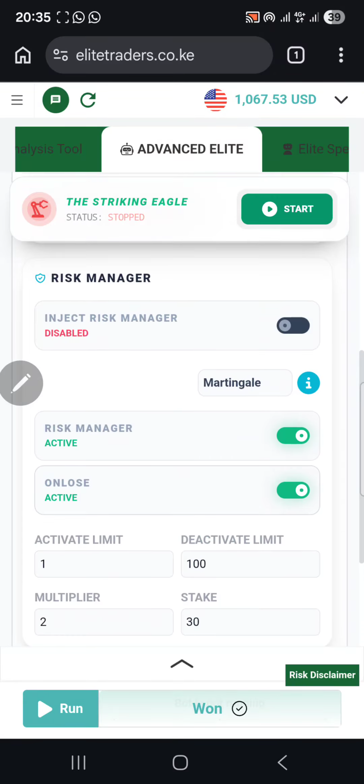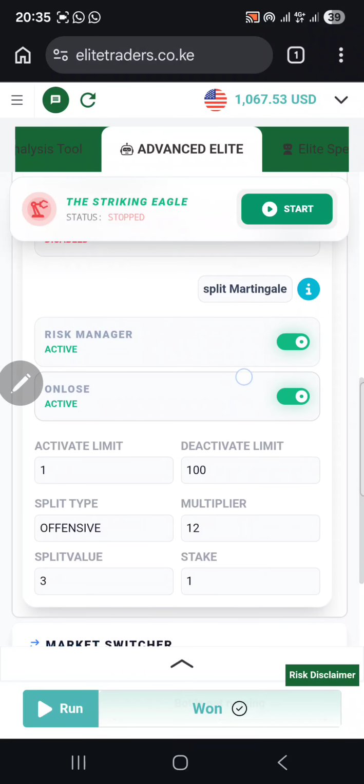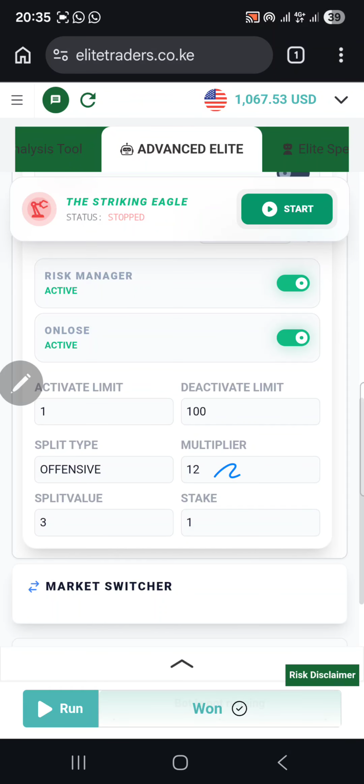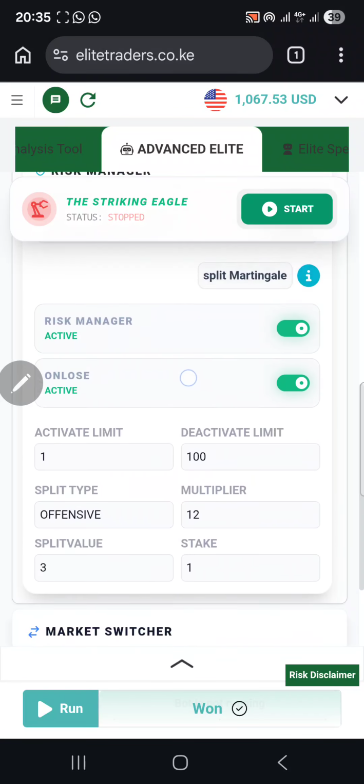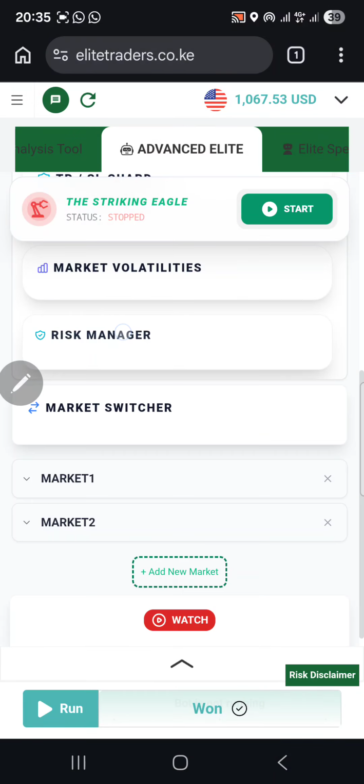In case you want to apply a split martingale, just click here and select split. Then set up your stake here. Then the split value: how many times you want your martingale to be split, meaning how many times you want the robot to apply the stake to fully recover. You set it there. It's very simple. Multiplier, set up your martingale right here. Martingale of how much? Personally, I love using the martingale.